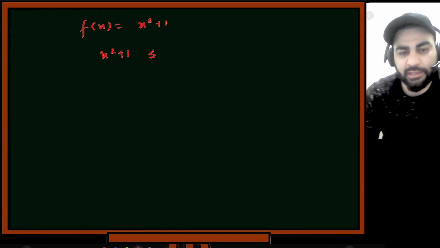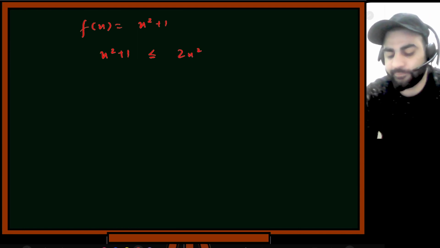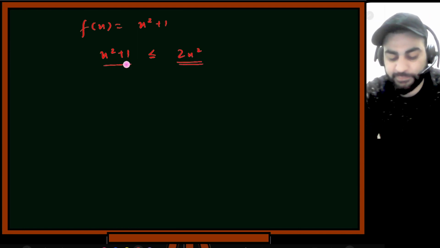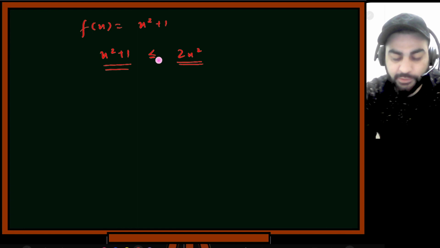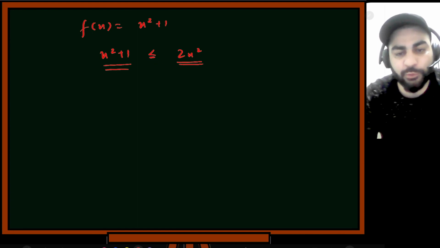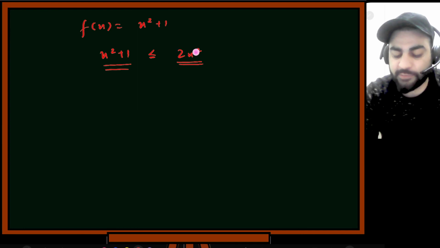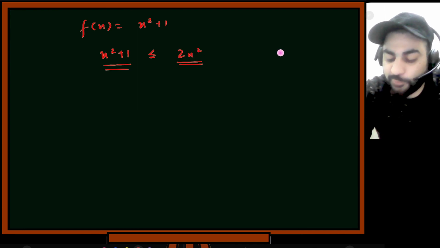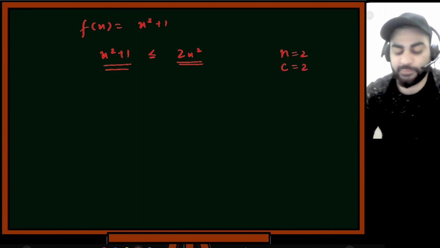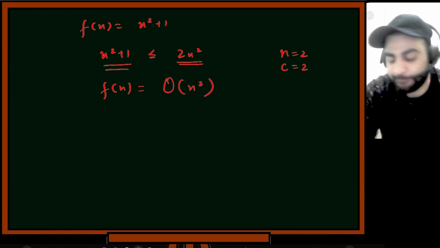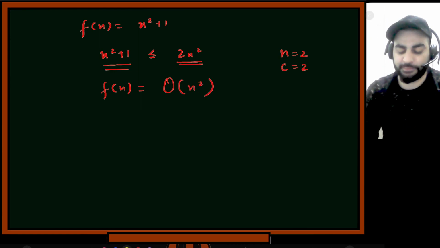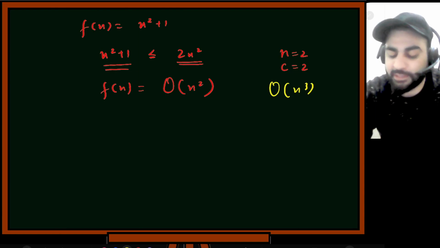So can I write this as 2n square? Can I write 2n square over here? Because if I take value 1, this will be 2, this will be equal. If I take n is equal to 2, you see that this value becomes always greater from n is equal to 2. So n naught is 2 here, and c is equal to 2 here also. So this function f of n, I can write as order n square. And you can write order n cube also.